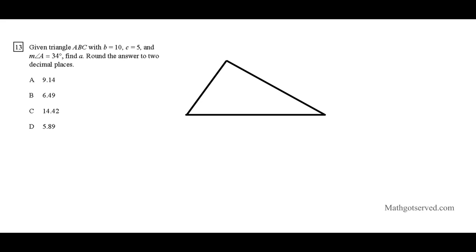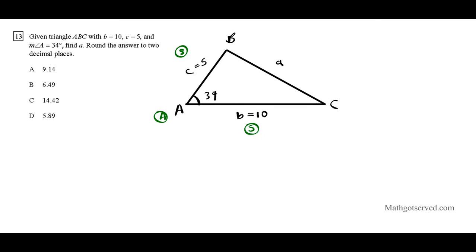Not drawn to scale. This is triangle ABC, so that makes this little a, little b, little c. Little b is 10, so this is 10. Little c is 5, and the measure of angle A is 34. So what situation do we have here? We have side, angle, side. SAS, so the law of cosines is what we're going to use here.